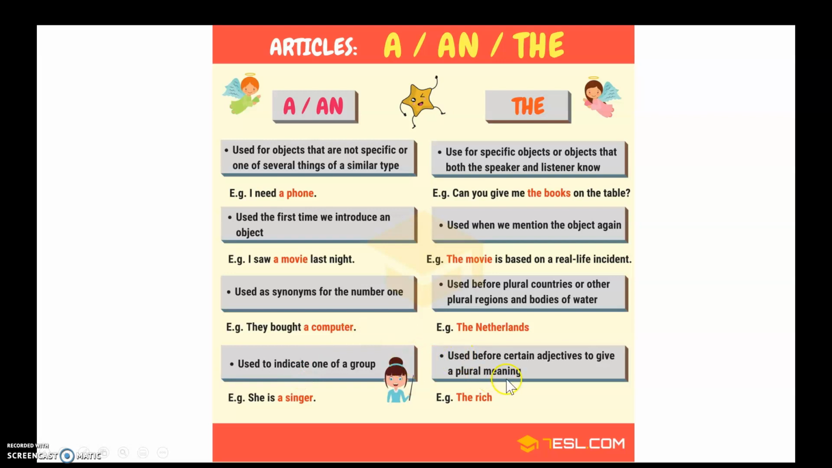Or the is used before certain adjectives to make them treated like a plural. The rich, the 1%ers, things like that. These are unusual situations, and this is just meant for you to reference back to if you need to double check something.